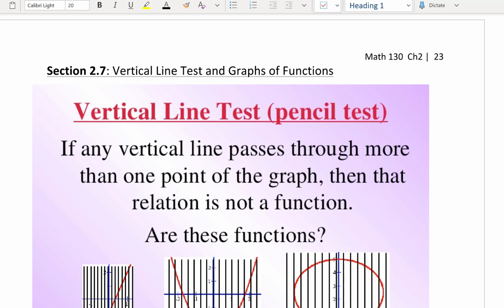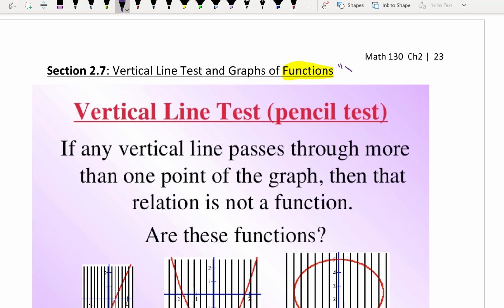We will be picking up on page 23, section 2.7, vertical line test and graphs of a function. So remember that our definition of a function was that every member in the domain has exactly one member in the range, right? So kind of like saying our x values don't repeat. If you want to think of it in those terms, that's fine.